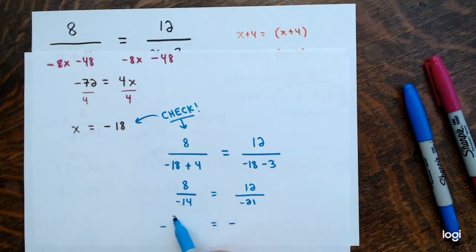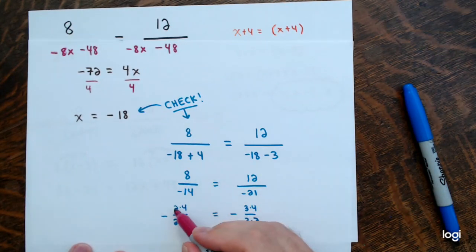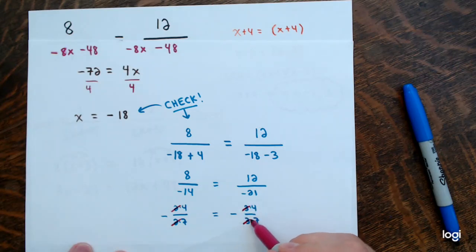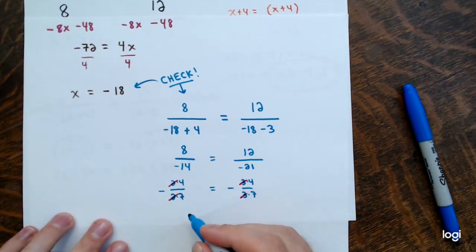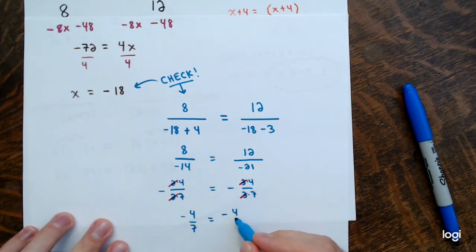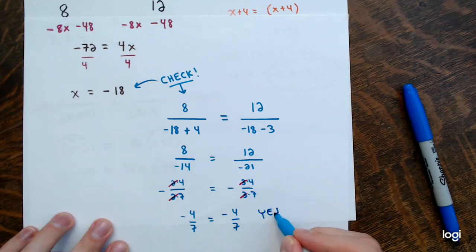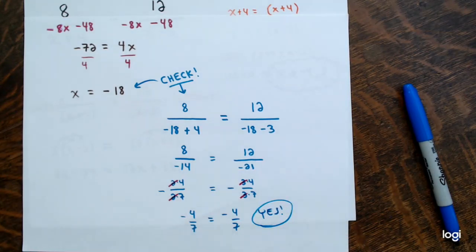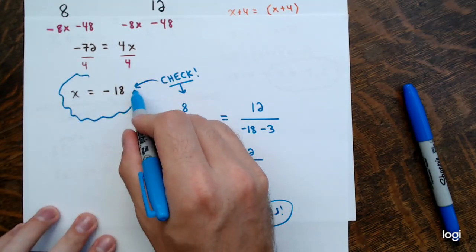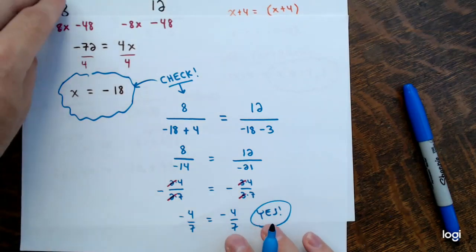And let's see if they simplify any further, and they do. This is 2 times 4, right? This 14 is 2 times 7. 12 is 3 times 4. 21 is 3 times 7, and hopefully you can see all the common factors canceling. 2's over on this side cancel, the 3's on this side are common factors, and I am indeed seeing the same value on both sides. Negative 4/7 is indeed equal to negative 4/7. So yes, this is a true statement. Negative 18 is the solution of this equation.